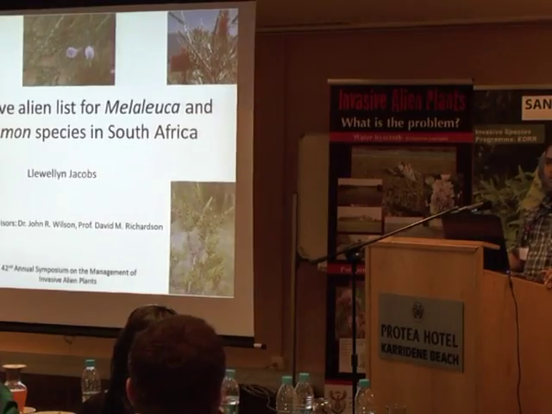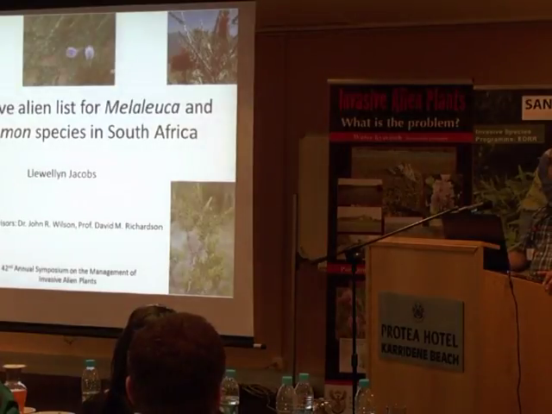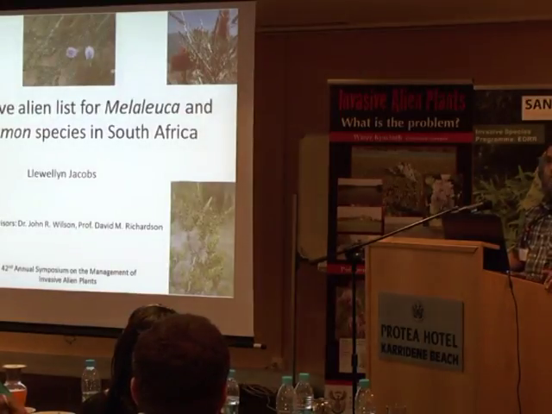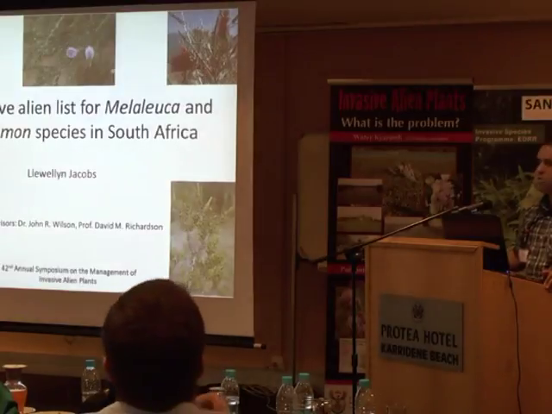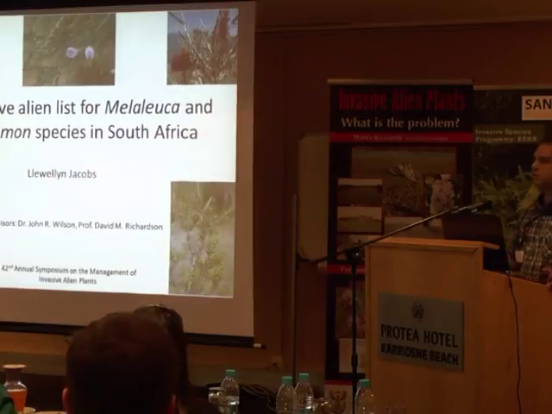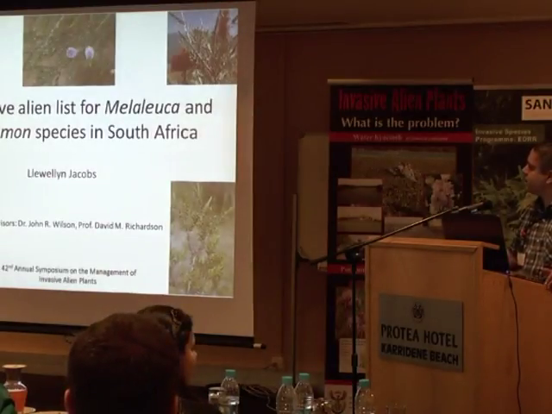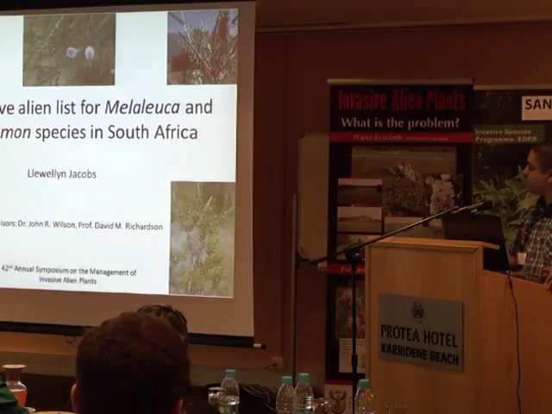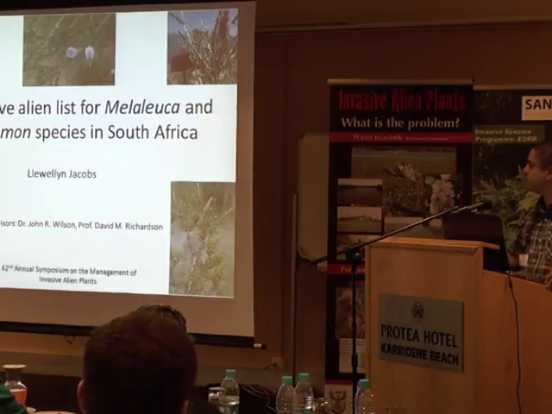Today my talk will focus on compiling an invasive species list for the sister taxa Melaleuca and Callistemon species, which belong to the family Myrtaceae. I will also discuss errors that can occur in the process of listing. This topic forms part of my master's research and aims to highlight the importance of developing taxonomic expertise for potentially invasive groups of species.